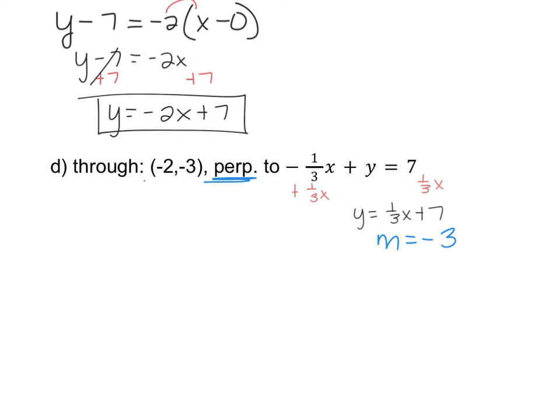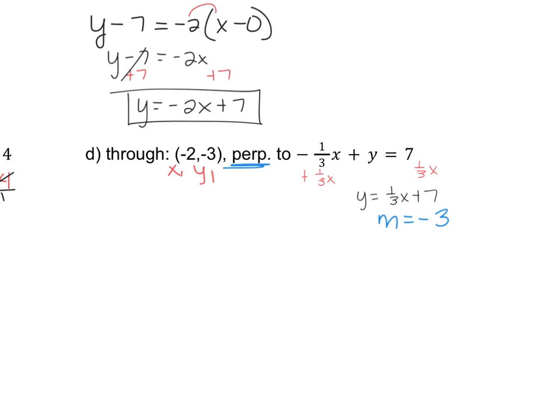Okay, and then I'm going to go ahead and label these points, x1, y1. Let's plug all this in. So I have y minus negative 3 equals negative 3, parentheses, x minus negative 2. Okay, minus negatives plus positive. Let's get that out of the way.